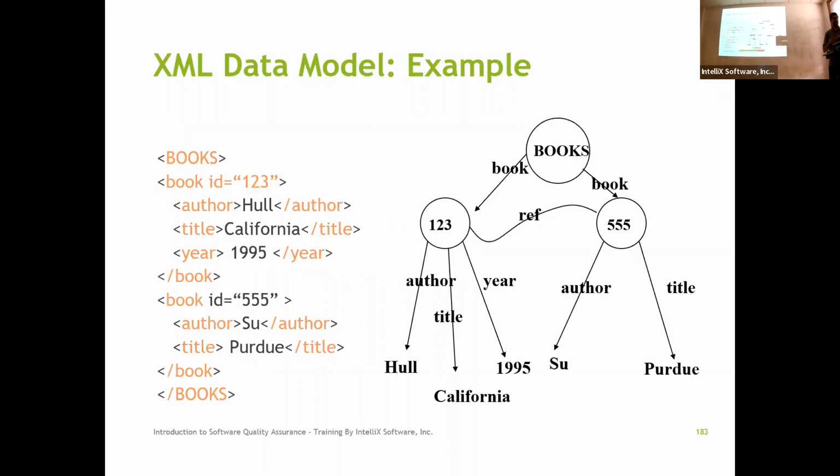If you're trying to look at it visually, how the information is structured, think about a collection of books that had books 1 to 3 and book 555. Each book had an author, title, and year. This book didn't have a year in which it was published. It had only author and title. So this will be an empty tag.